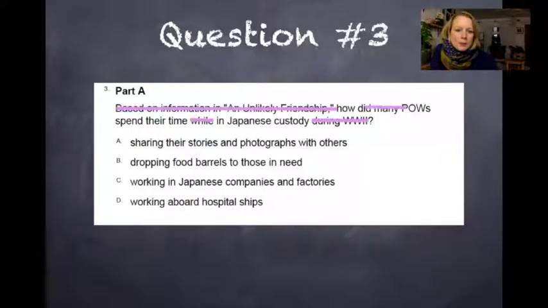C, working in Japanese companies and factories. Here we go. That's what they did. Apply your logic. That's what you learned about the grandfather. He was forced to work in that factory. And D, working aboard hospital ships. No, he was not working on a hospital ship, but the hospital ship is mentioned in the text because later the hospital ship got those prisoners out of Japan, bringing them back to America at the end of the war. So it's C. They were working very hard, and all of you understood that and wrote really nice essays about that.